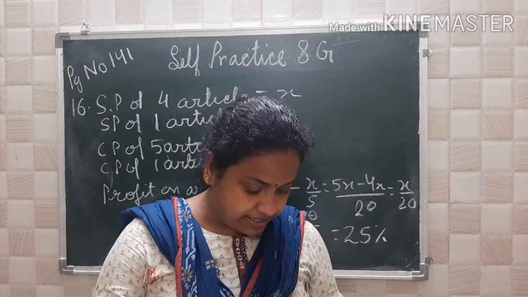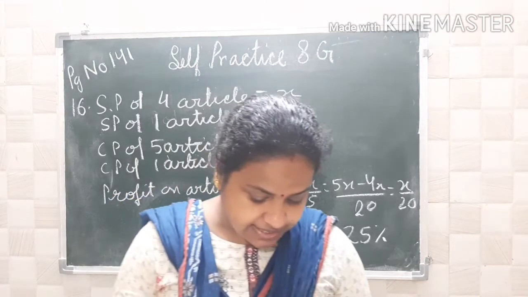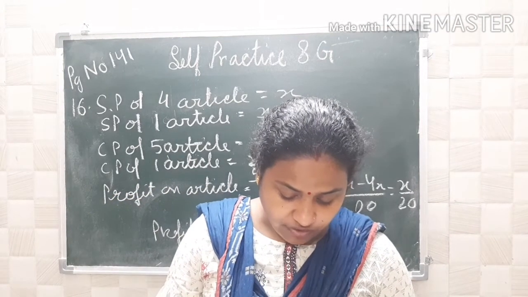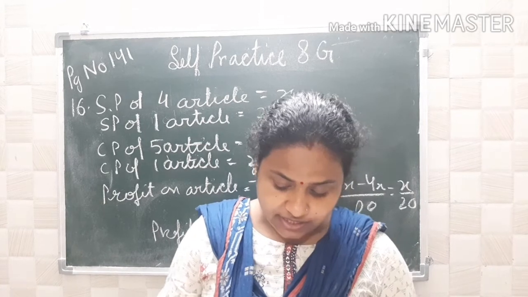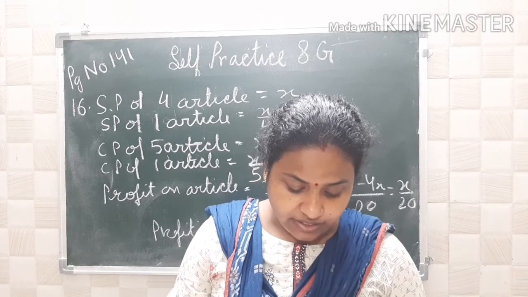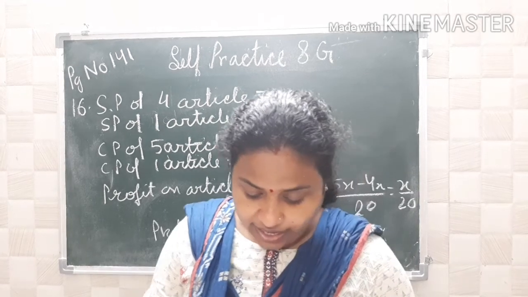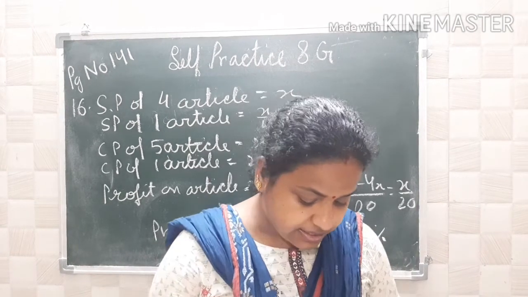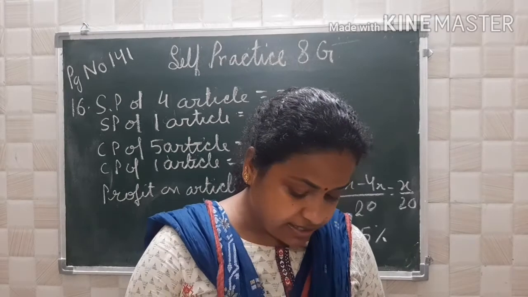Question number 17. A fruit seller buys 700 oranges at the rate of 500 per 400 oranges, and another variety of 500 oranges at the rate of 700 for 100 oranges, and sells them at 84 per dozen. Find the profit percent.